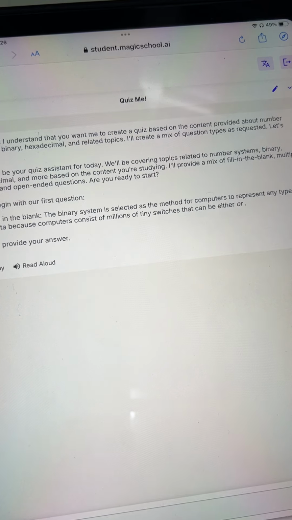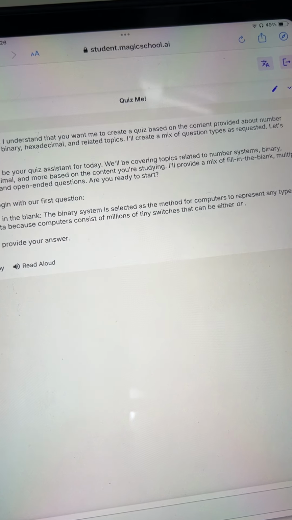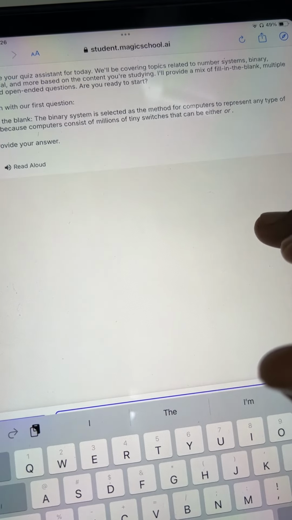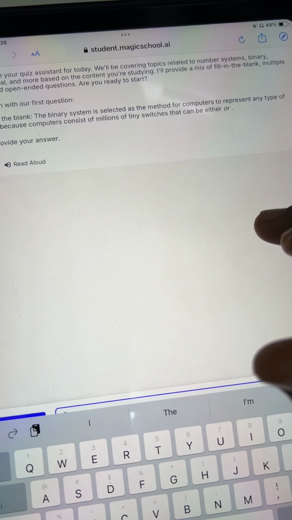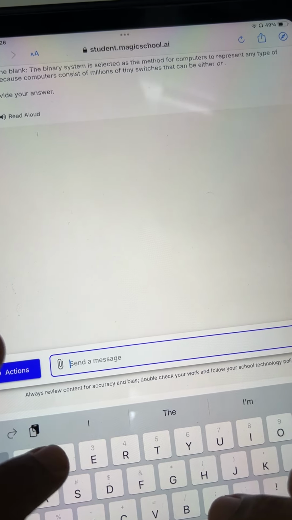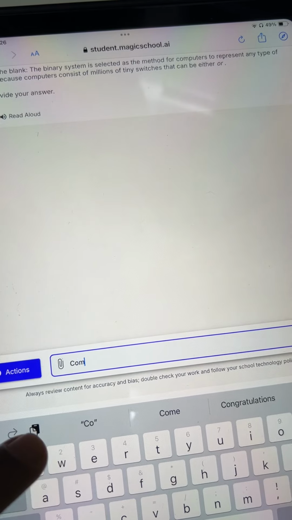It will ask me to fill in the blanks: the binary system is selected as a method for the computer to represent any type of data, because the computer consists of millions of tiny switches that are either on or off. You just have to answer it. Please provide your answer, so just write your answer in it. I'm just going to write a simple one.